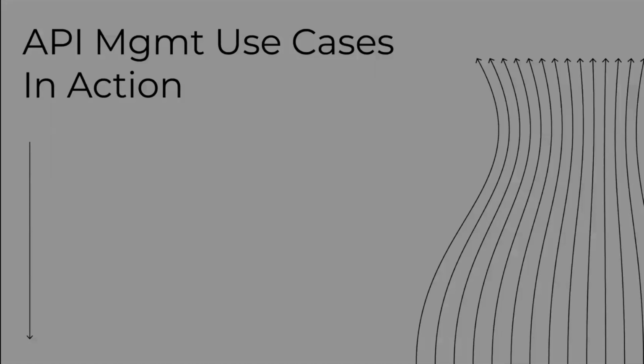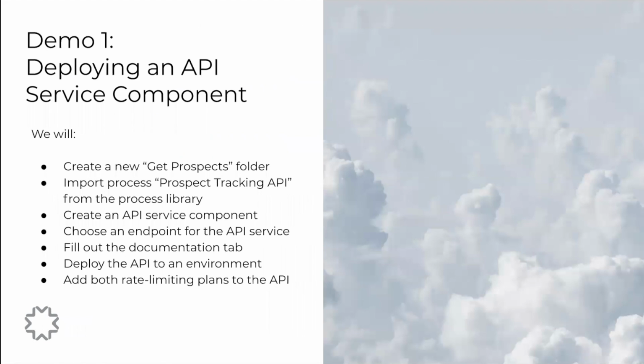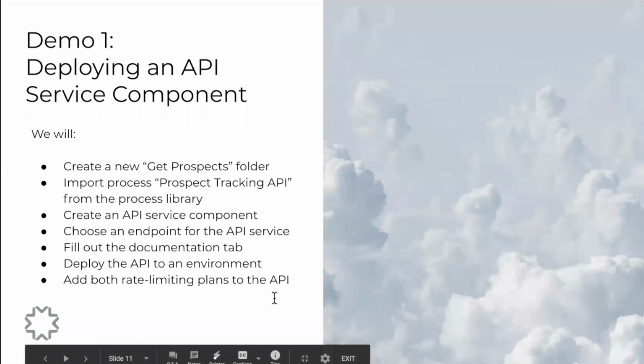Okay, demo time. So in this first demo, we're going to be deploying an API service component. First, we're going to start by creating a new Get Prospects folder. We're going to import from the process library. We're going to create an API service component. We're going to choose an endpoint for that API service. We're going to fill out some documentation, and then we're going to deploy the API to the environment. And then finally, we're going to add 2 rate limiting plans to that API. Okay, so that's a lot, but let's jump right into it.